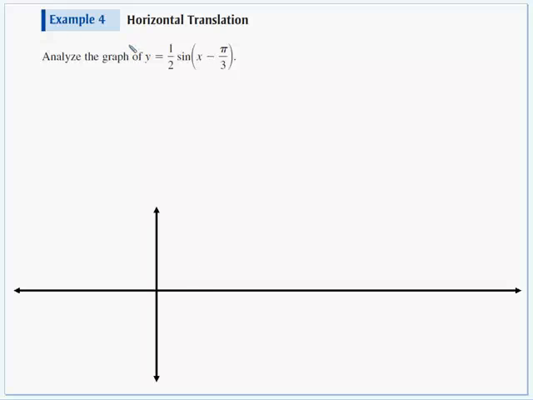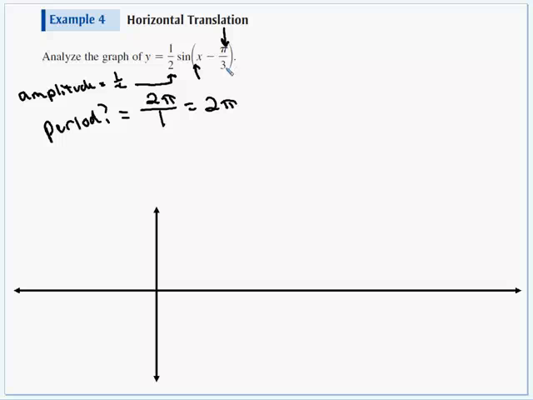So here in example 4, it says analyze the graph of y equals 1/2 sine of the quantity x minus pi over 3. So analyze the graph. Well, the first thing here, we see the number in front of sine is 1/2, and that is our amplitude. Amplitude is 1/2. What is the period of this graph? Well, in front of the x here, we don't see a number, but we know there's an implied 1, and the easy way to find the period is take 2 pi and divide it by the number in front of x, and that's just a 1. 2 pi divided by 1 is 2 pi.